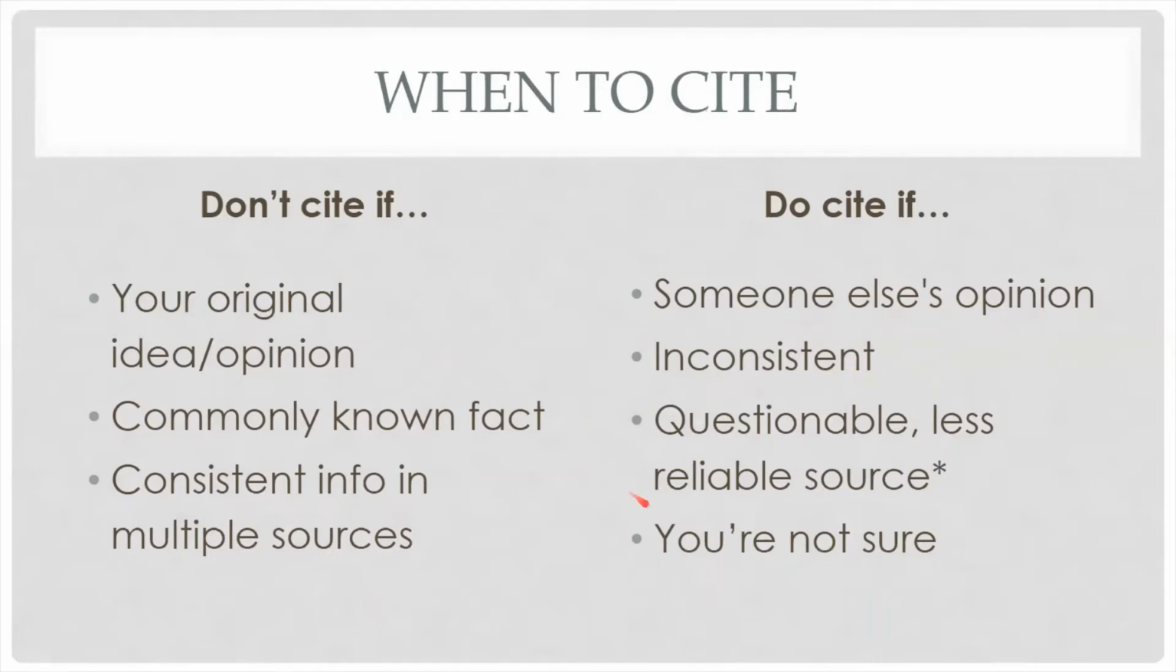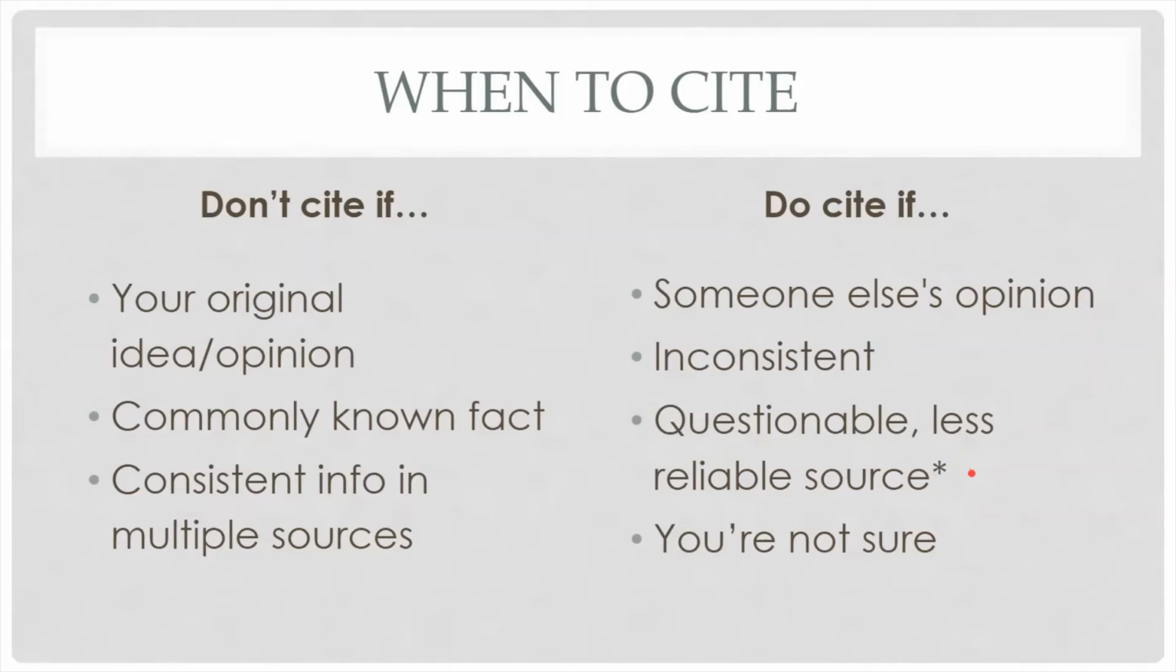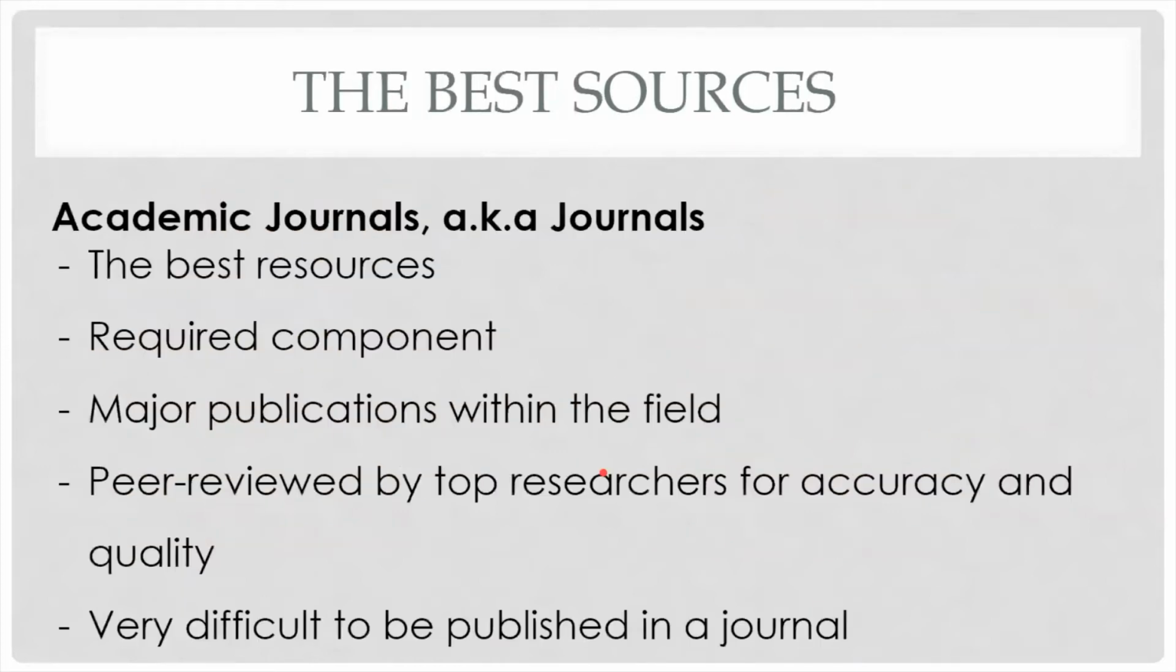If you have any reason to suspect that the source is questionable or less reliable, do cite. And if you're not sure. Now I put a little asterisk next to less reliable source, because why are you using a bad source? Well, perhaps this source is from your counter argument. You're trying to show that the opposing side has questionable or dubious research. Then of course you make sure you cite that so people don't put that on you.